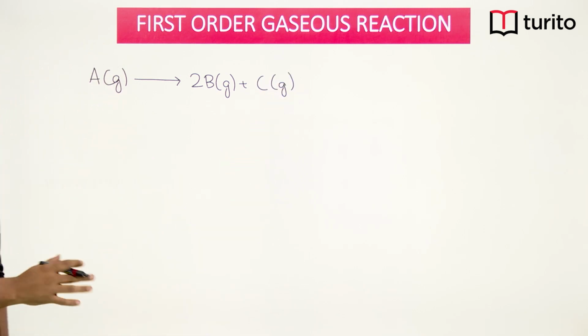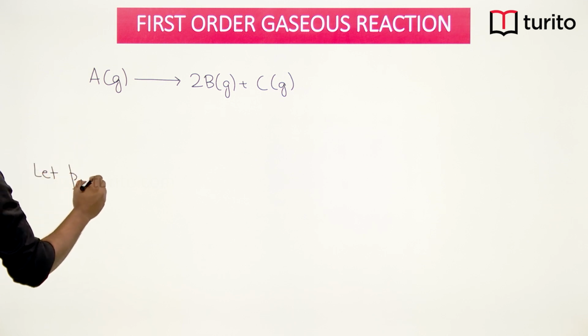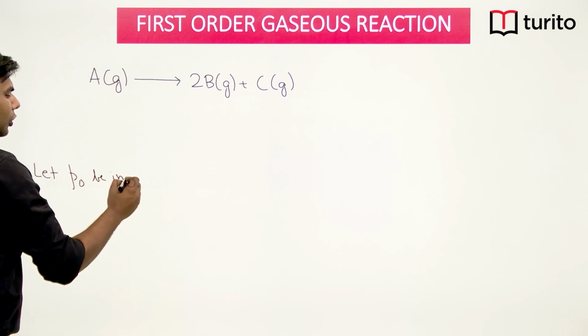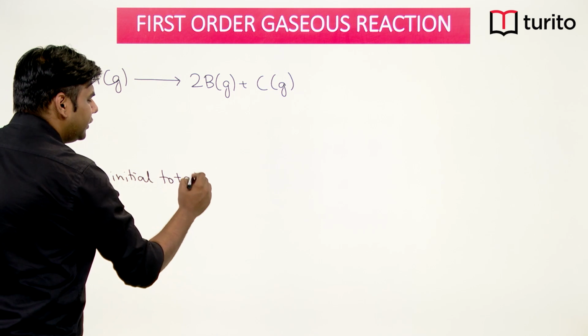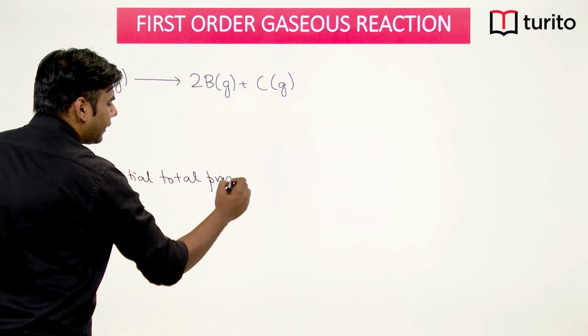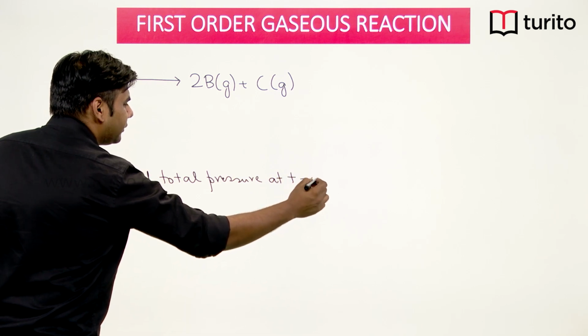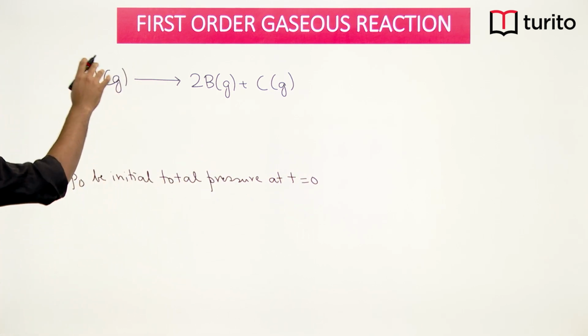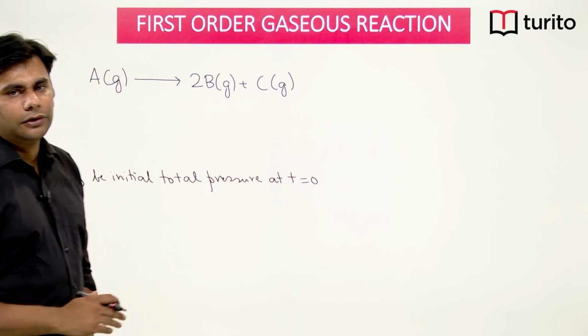Now suppose in this there is a hypothetical question. Suppose we have been given that P naught is the initial total pressure, that is at time t equals 0. Initial total pressure means that at time t equals 0 only A will be present. So this is the partial pressure of A at time t equals 0.